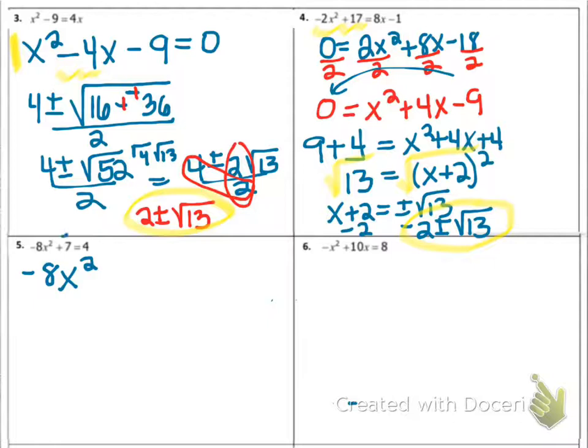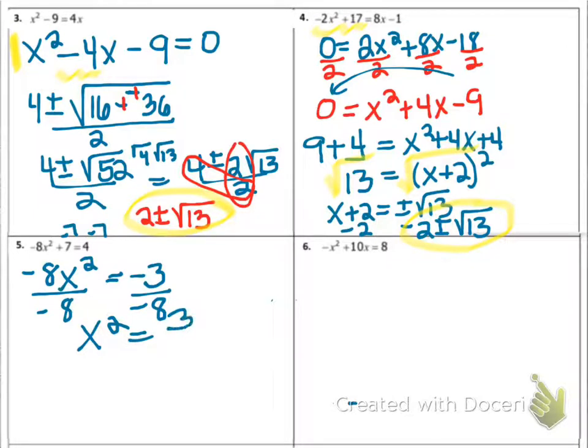So if I subtract 7 from both sides, that's 4 minus 7, so that's -3. And then I'm going to divide both sides by -8, which gives me x squared equals 3/8. And now I've got to take the square root of both sides.